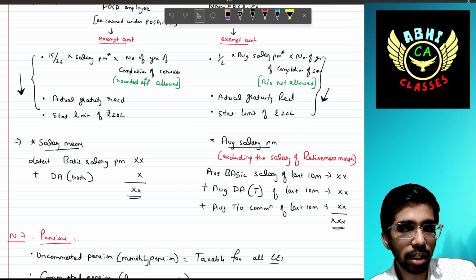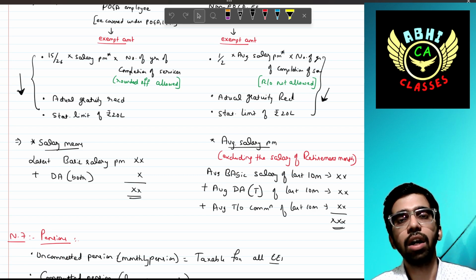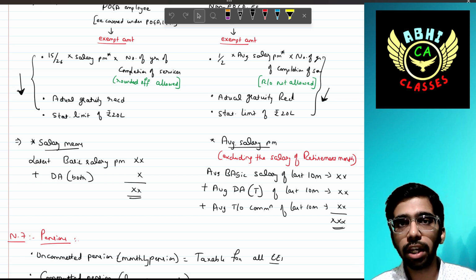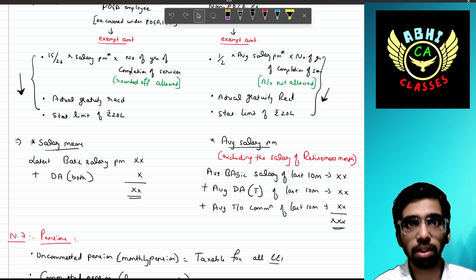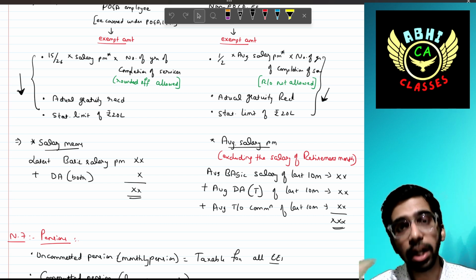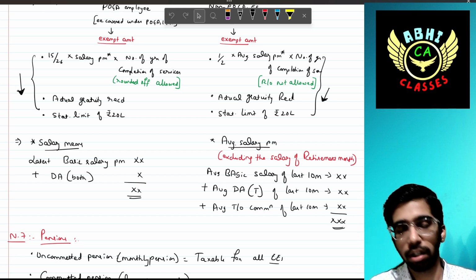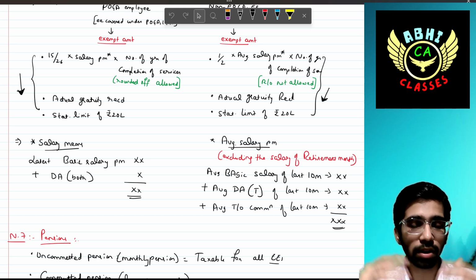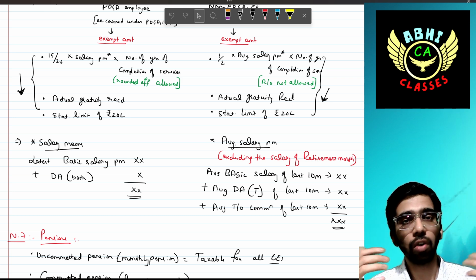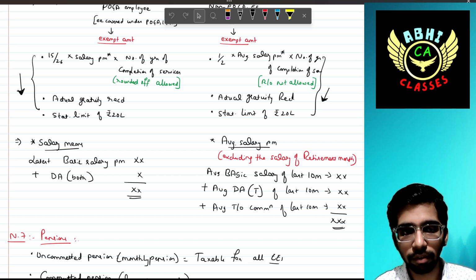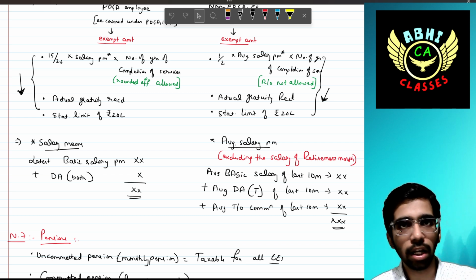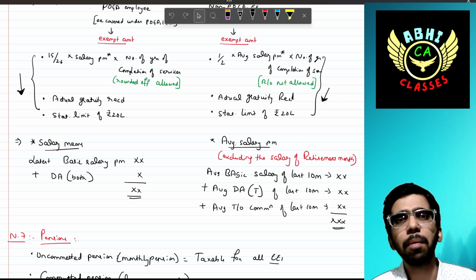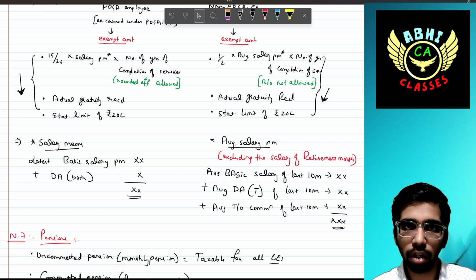At the time of retirement, the latest salary per month should be taken, plus DA. DA both means DA in terms of retirement benefits as well as DA not in terms. We should take both here. If it is a part of your retirement benefits, we should take the DA. Then that portion will be treated as salary into 15 by 26 into number of years of completion of services.